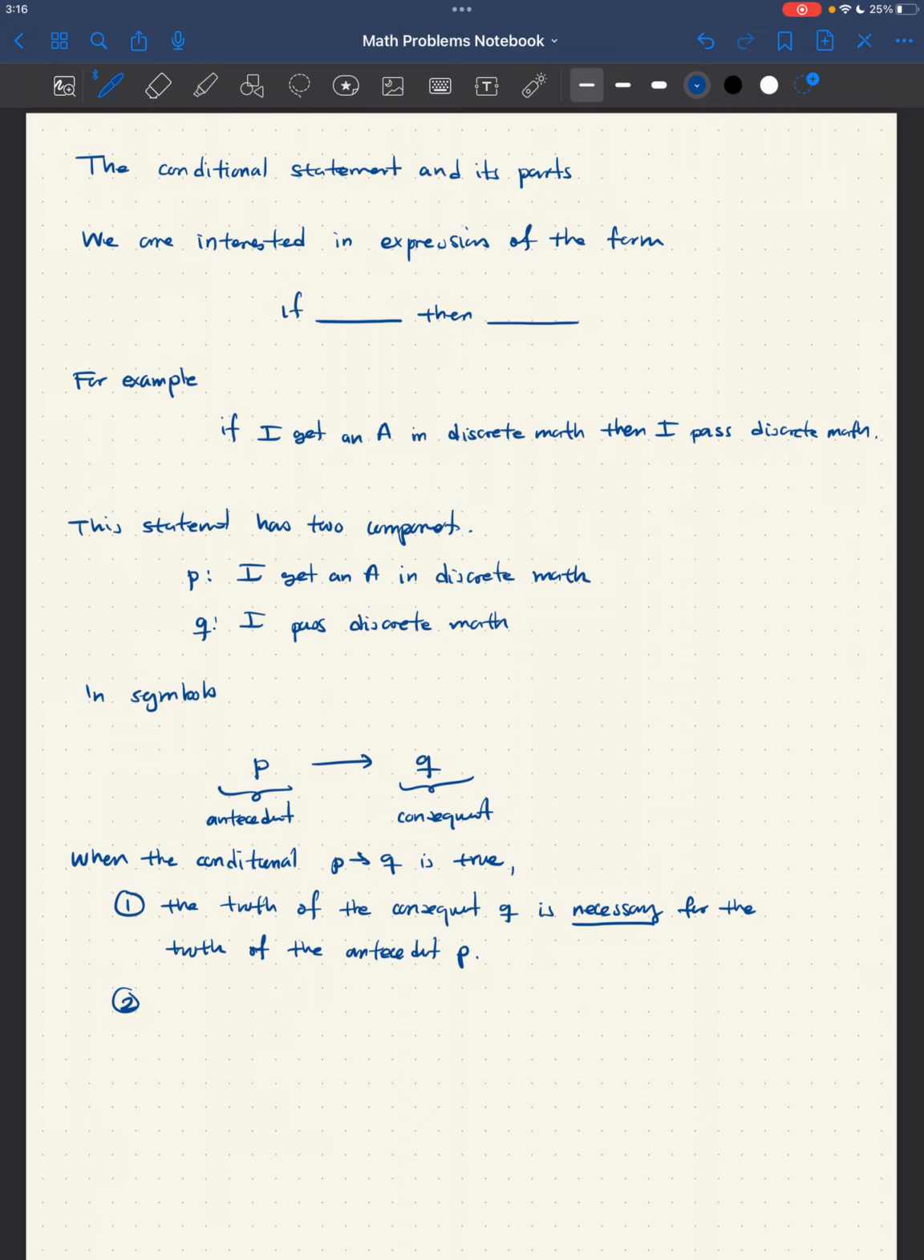Now, inverting things a little bit, we would say that the truth of the antecedent P is sufficient for the truth of the consequent Q. Now, I think it's a little easier if we see it in an example.